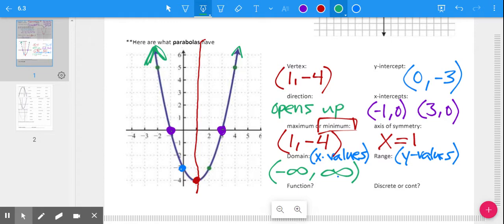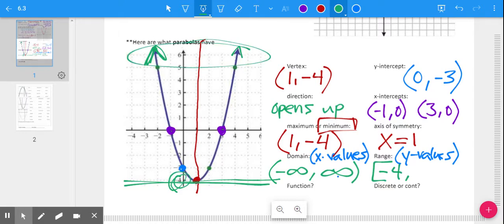So the range is just like your y values. So it's down and up. You always put your smaller values first in the range. So how low does it go? Well, there's our minimum. That's the lowest point. And since it's the y values, we look at that -4. So it stops going down at -4, so we use a hard bracket. And then it goes up to infinity. So we put the infinity symbol.